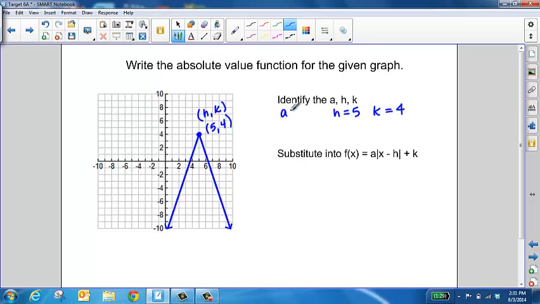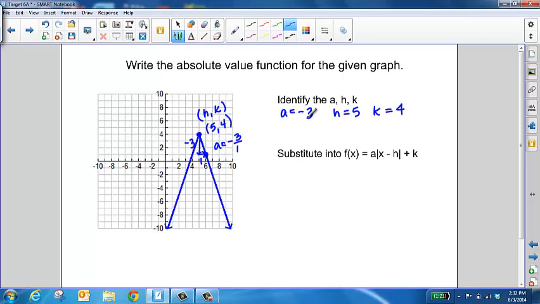Now, to get the a value, you always want to start at your vertex and travel to the right. So we're going to move down this ray on the right-hand side until we get to another perfect point. And as you can see, we have one right here. Now we're just going to identify the rate of change, or the slope, from our vertex to that new point. So to travel from the vertex to this point, we have to go down 3 and to the right 1. Since we're going down 3 and to the right 1, that means our a would be negative 3 over 1. So we're going to let our a value be negative 3.